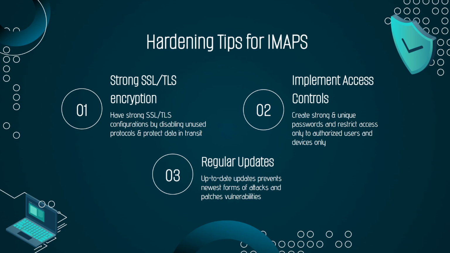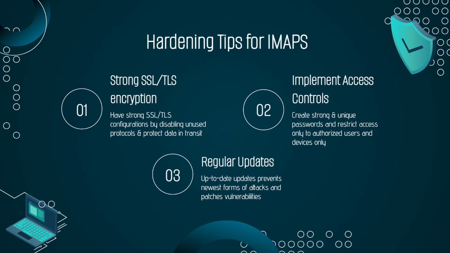As for hardening tips for IMAPS, securing an IMAP server requires a few things. One thing is to enforce strong SSL and TLS encryption. Outdated encryption protocols should be disabled to prevent vulnerabilities, and instead implement modern encryption standards, such as TLS 1.2 or 1.3. Those should be used to ensure a secure connection.